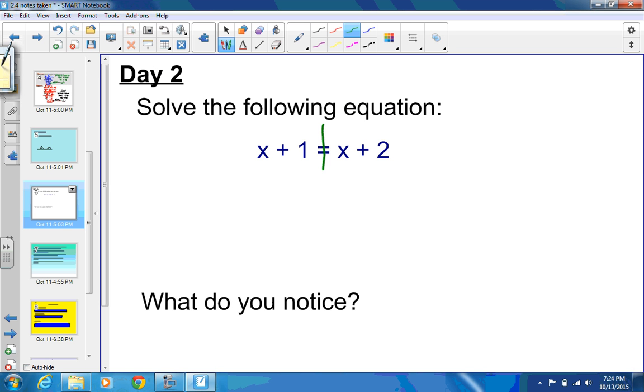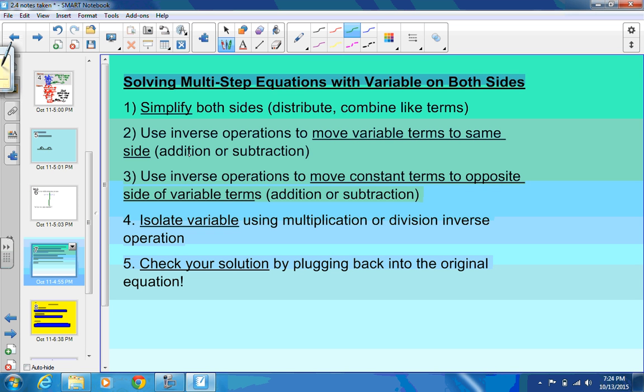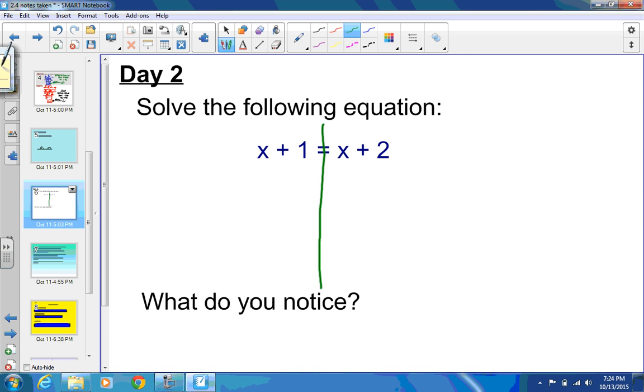Here's our two sides. Left side, nothing you can combine, there's no distributing. Right side, there's nothing you can combine because they're different and there's nothing to distribute. So that's step one. Step two, use inverse operations to move the variable terms to the same side. So I'm going to subtract this 1x from this side, so we have the variables on one side. When we do that, that cancels out. We'll subtract x from over here, and x minus x also cancels out. So all you're left with then is 1 equals 2.